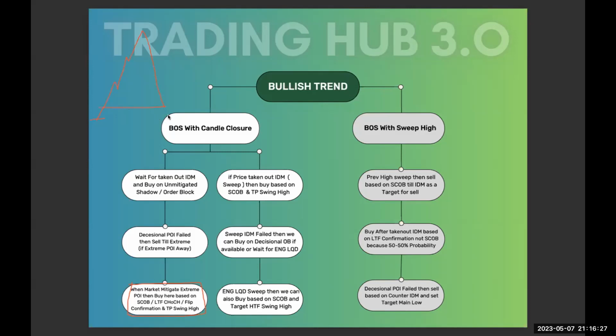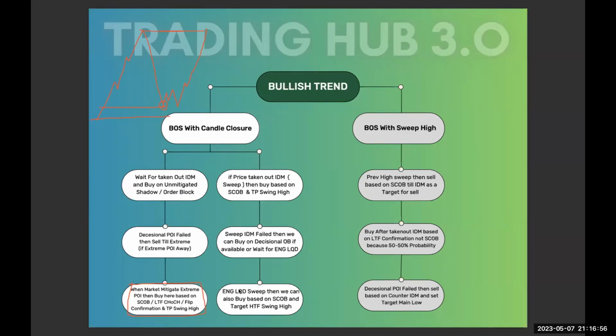This one is a decisional. Here you can buy based on chalk flip, single candle order block, or everything, and target the previous main high. When market sweeps the main high low, then you have to buy or sell based on only single candle order block. If price taps on higher time frame PUI, then you have to buy based on chalk flip, single candle order block, everything applicable, right?